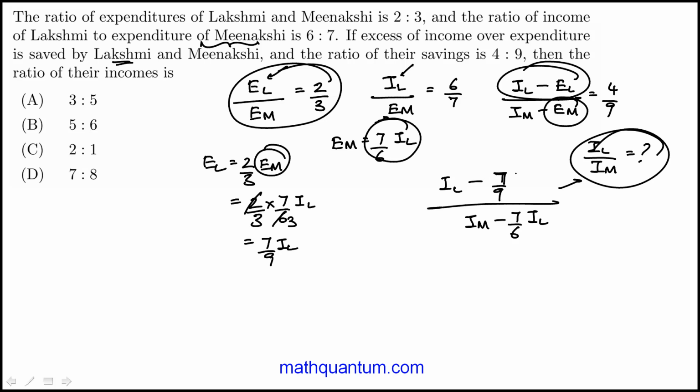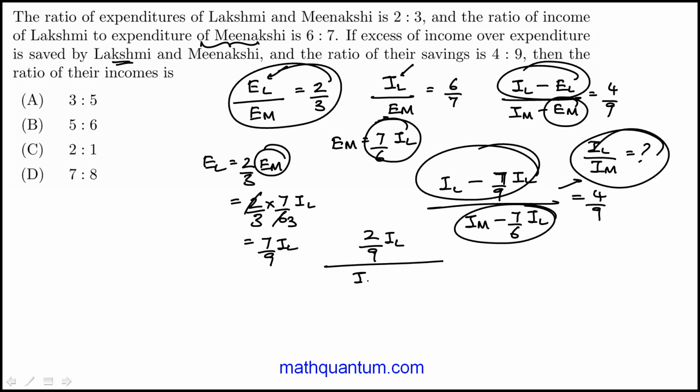So this question is really about just making sure you define the right variables. You can do the algebra properly. This would be 2/9 I sub L. And that one I would just leave in that form. And then I will cross multiply. So 9 here, and then 4 times that. So 2/9 I sub L times 9, 4 times I sub M.